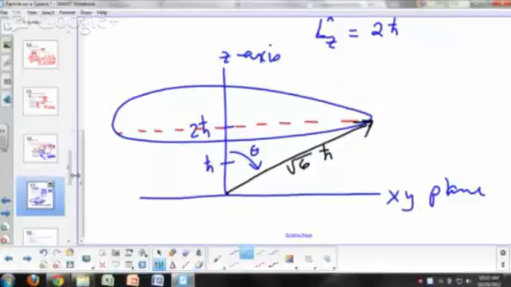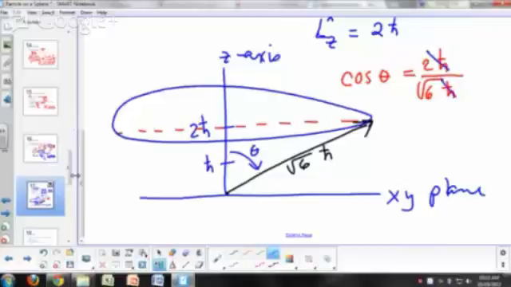Pythagorean theorem. Cosine theta equals what? Adjacent, which is 2 h bar, over hypotenuse, which is square root of 6 h bar. So h bar cancels out. So whatever theta is, its cosine is equal to 2 over square root of 6.